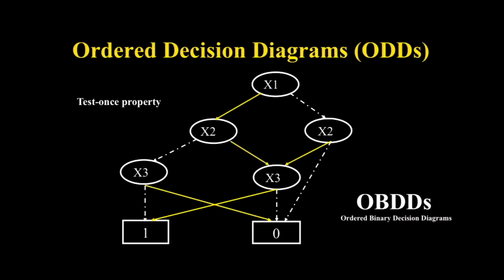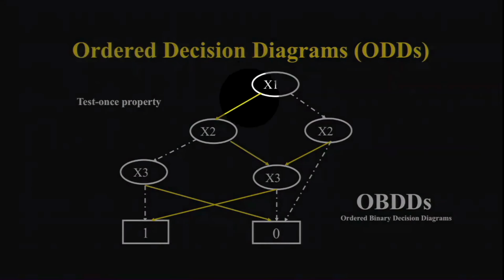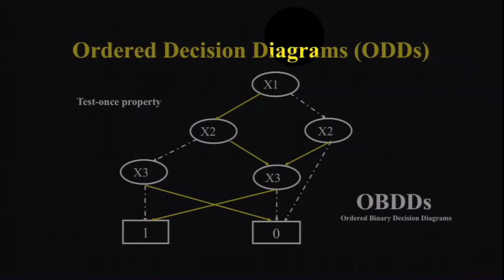By the way, I didn't explain this notation here, but the yellow means positive or high, and the dotted means negative. So in this case, we're assuming that the variable is binary. And in this case, these are really not known as ODDs. They're known as OBDDs, or ordered binary decision diagrams. So this is the more common type. And you will not see the term ODD that commonly. You will see this guy.